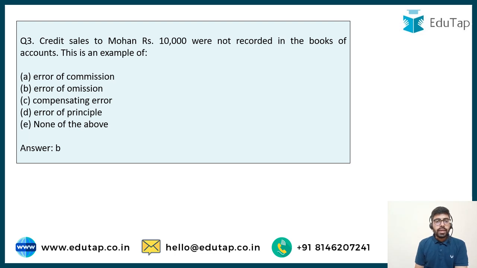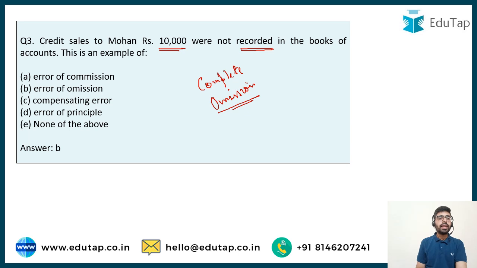So friends, now we can easily answer this question, that credit sales to Mohan were not recorded in the books of accounts. So this is quite clearly an error of complete omission. We have not recorded this transaction completely. This is an error of omission. So answer is going to be option number B.